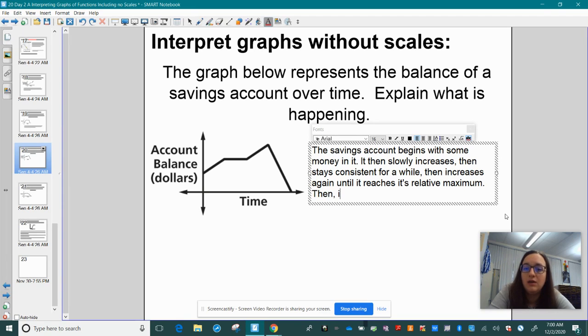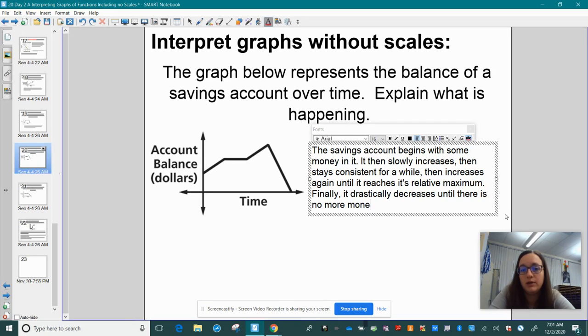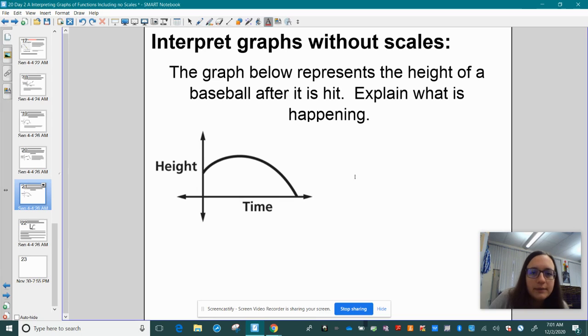Then, I guess we could put finally. It drastically, we'll put quickly, decreases. So someone's spending that money real fast until there is no more money in the account. All the way down to 0. They just drained it. All right, try this one if you want.